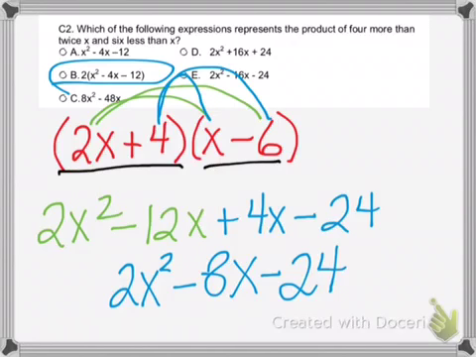I combined my like terms, and I got 2x squared minus 8x minus 24, and that wasn't one of my answer choices, but if I looked at B, if I divided each one of these terms by 2, I would get x squared minus 4x minus 12, which is what B says.